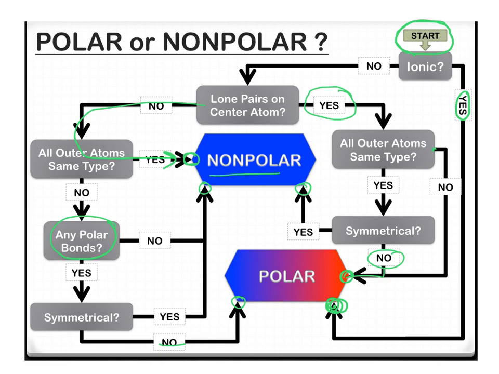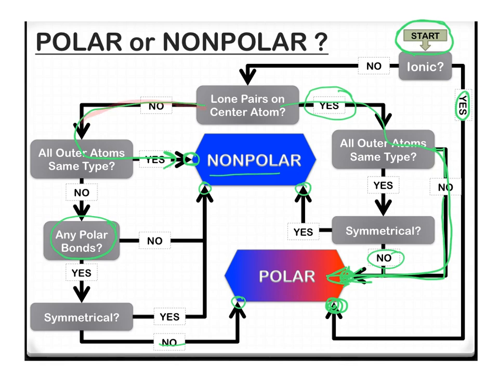Back up here to all outer atoms the same type. If we answered no to that question, we're at polar. So this is also one of those quick questions. Lone pairs on the central atom, yes. All outer atoms the same type, no. It's going to be polar every single time. So we have these two pathways that we're going to see a lot. And I'm going to point those out in a different color here.